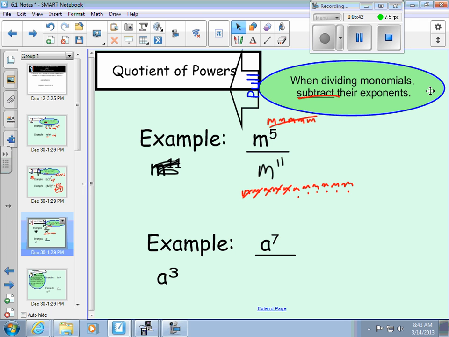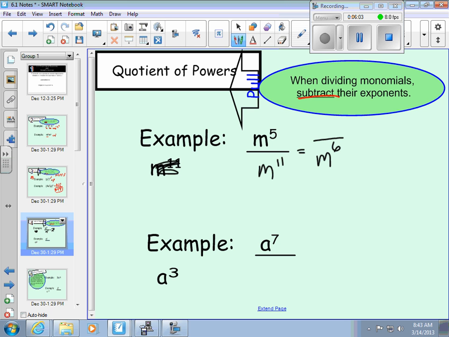Now you've got to be careful. Where do we have the m's left over? Are there more m's on top or more m's on bottom? You can see there's more in the denominator. So when we're done, we get m to the 6th power, but it's on the bottom. It needs to stay on the bottom.